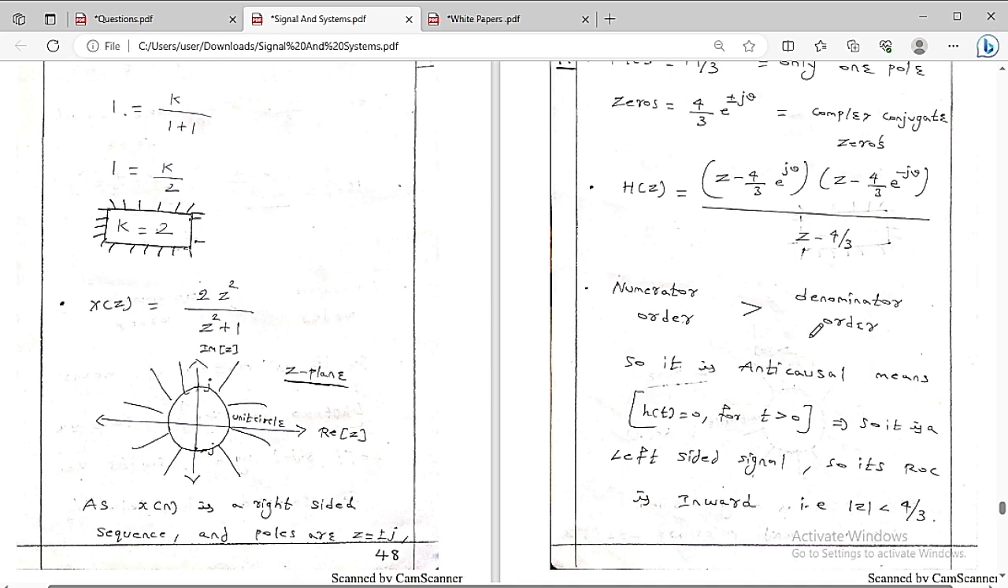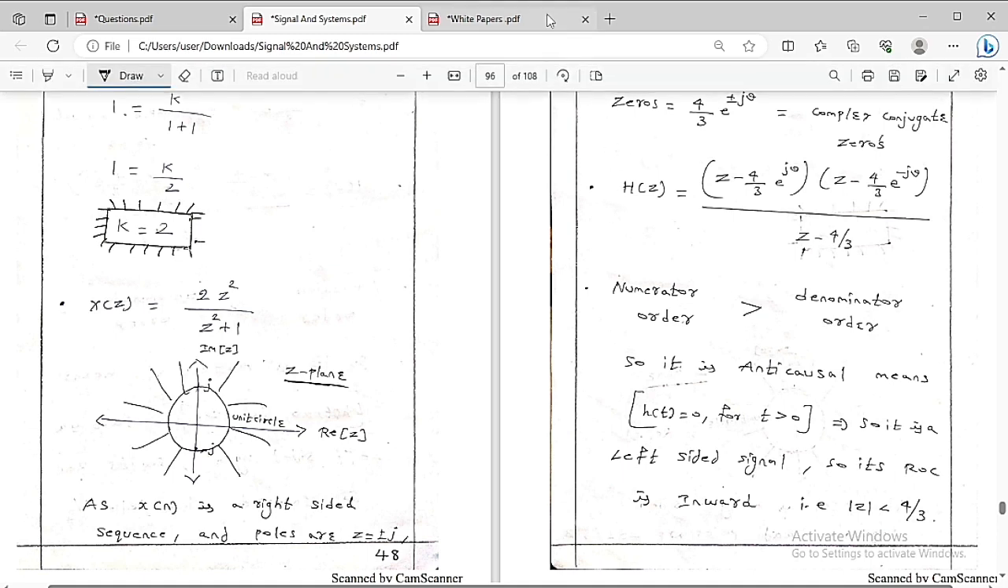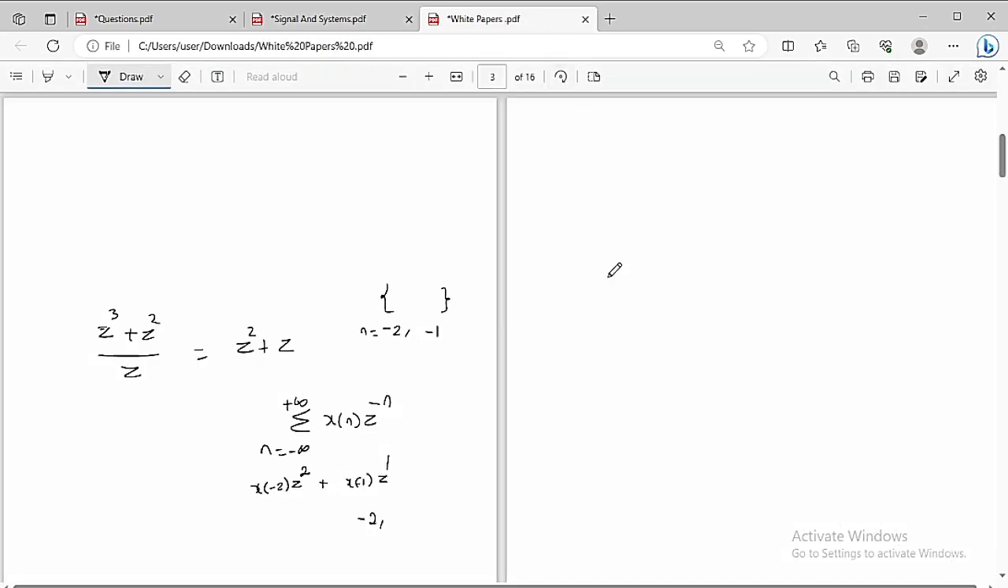So if you see clearly, for h of n only we are going to do the z transform, right? So for h of n we did the z transform and we got h of z. From h of z, we are going to get positive powers of z only. So what is the meaning of this one? H of n is equal to 0 for n greater than 0. So this is called a left sided signal.